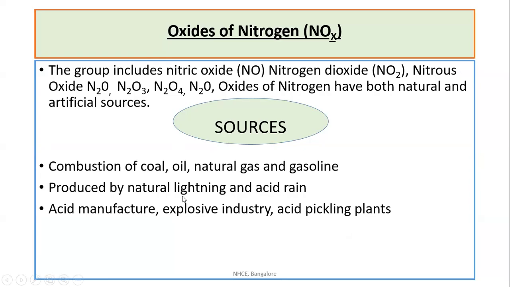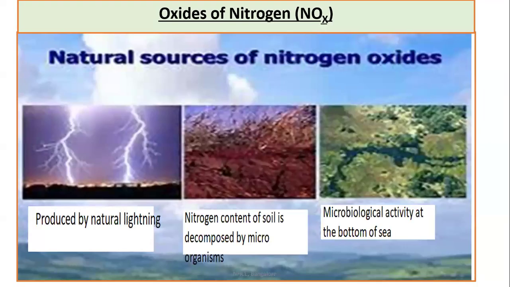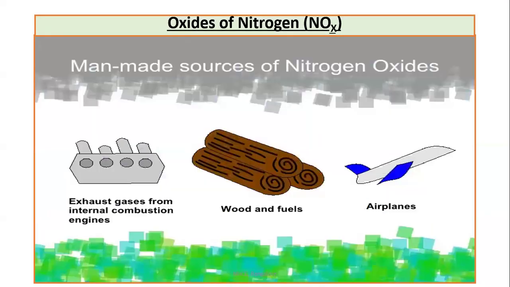Natural lightning means, see, air contains N2 and O2, and during the high temperature of lightning, N2 and O2 react to form nitrogen oxide. In a similar way, when acid rain contains excess nitric acid, it produces oxides of nitrogen. Similarly, acid manufacturing industries, explosive industries, and acid pickling industries are sources. You can see this slide: what are the different sources of nitrogen oxides? Natural lightning, nitrogen content in soil through decomposition by microorganisms, and microbial activity at the bottom of the sea. These are all the man-made sources.